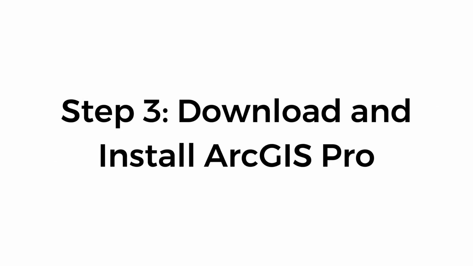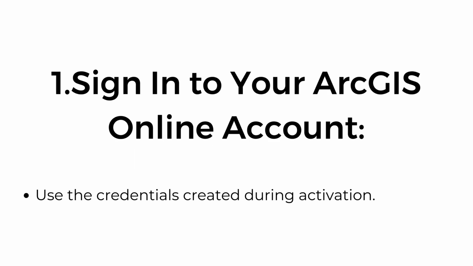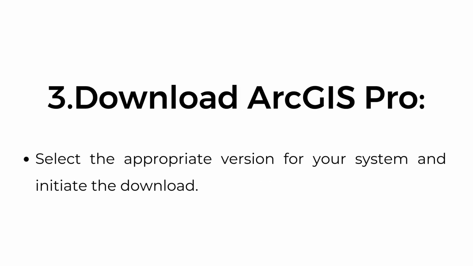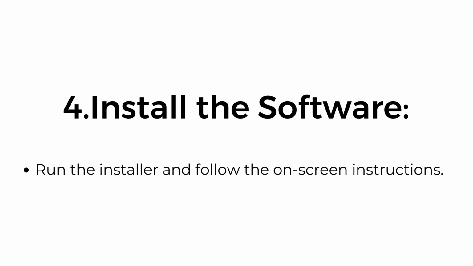Step 3. Download and install ArcGIS Pro. Sign in to your ArcGIS Online account. Use the credentials created during activation. Access the download option. Navigate to the My Settings section. Click on the Licenses tab. Download ArcGIS Pro. Select the appropriate version for your system and initiate the download. Install the software. Run the installer and follow the on-screen instructions.